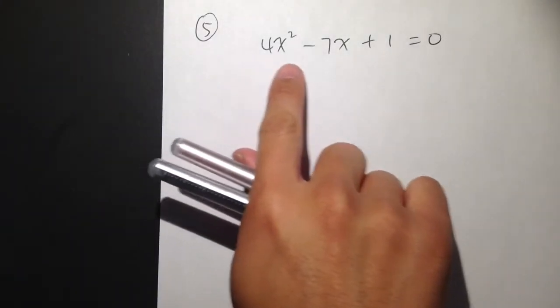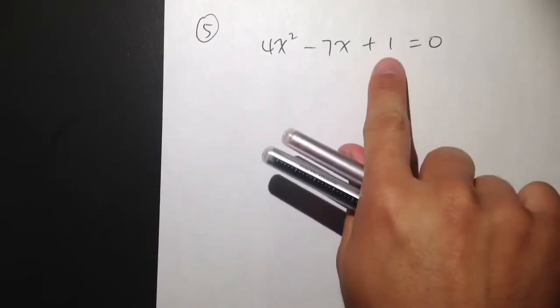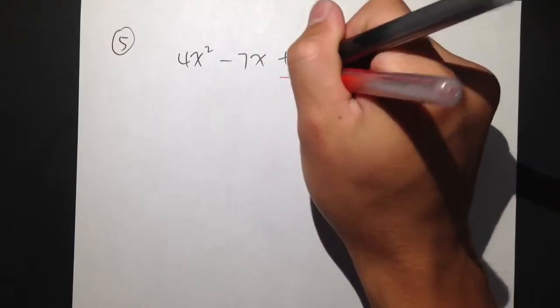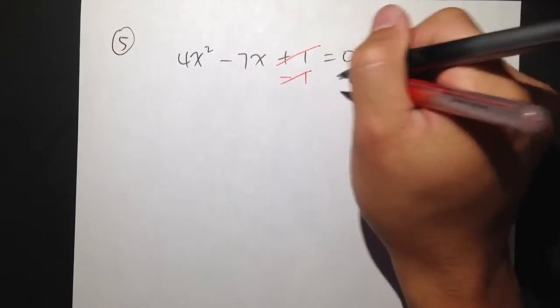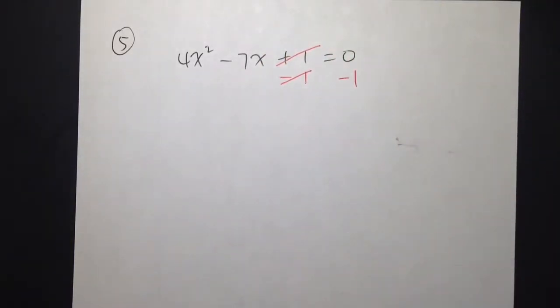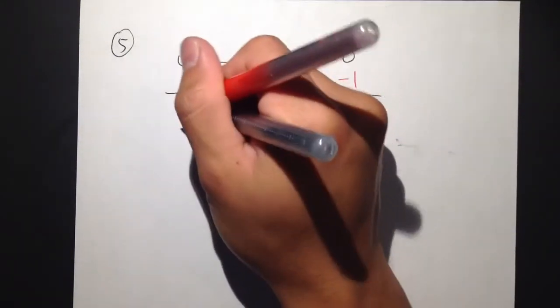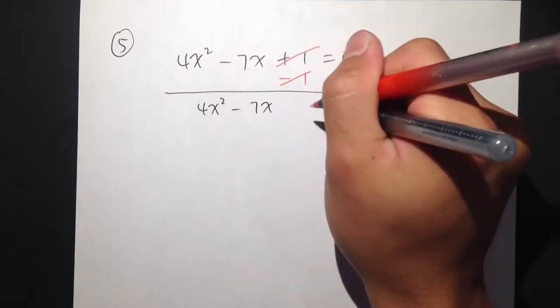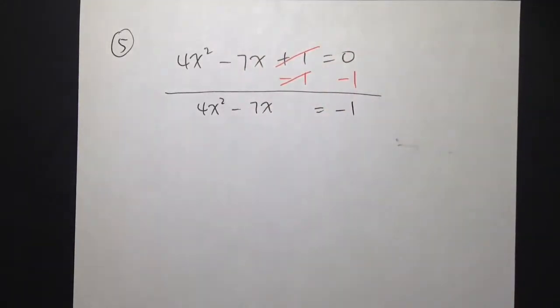I need to have x squared plus bx on one side. So first, let's move the 1 to the other side. We are going to subtract 1 here, cancel this out, and then subtract 1 right there. So then we get 4x squared, and then bring down the minus 7x, and that's equal to -1.